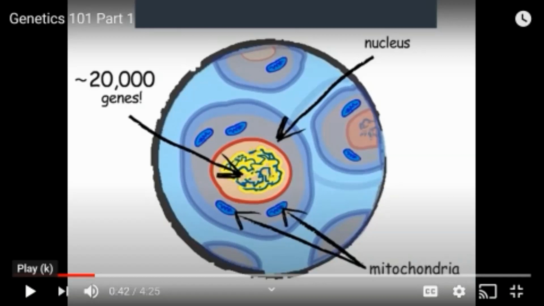So here we can see this source says 20,000 genes. Remember, your book says 25,000. That would be the answer on a test, because we're sticking to what the book says for this figure.